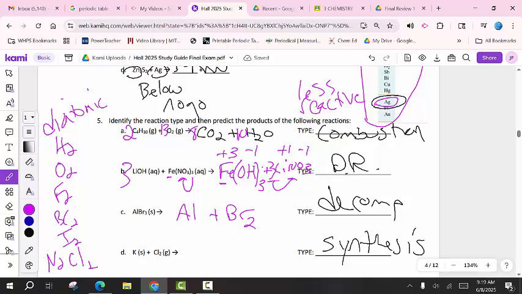So then to balance it, we just need to have the bromines match, which would be 6. So I'm going to put a 2 here and a 3 here to get 6 Brs. And then to match the Als, I'll put a 2 there.